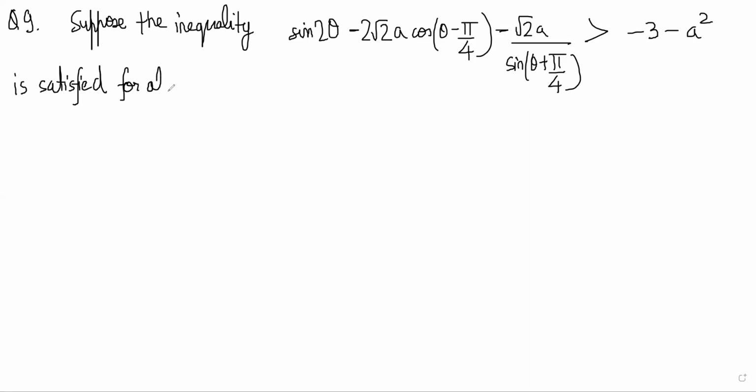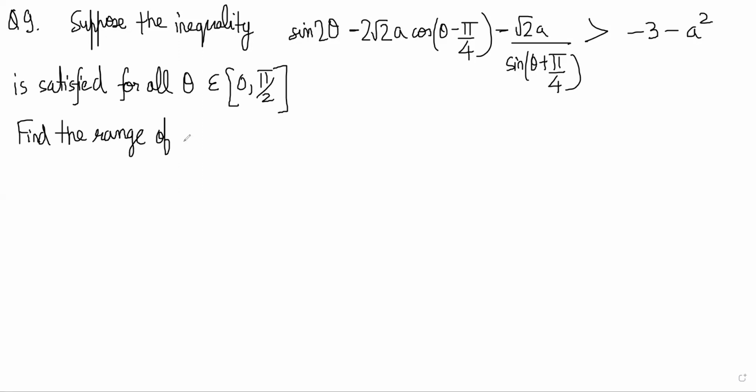for all theta belonging to 0 to pi by 2, right? We have to find the range of A. Find the range of A. Okay. So we have to find the range of the parameter A if this inequality is always true, right? For all theta belonging to this range.